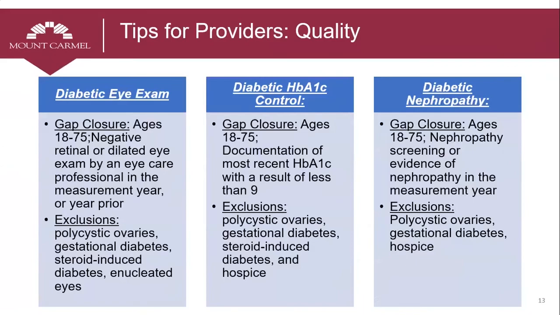There are 3 quality measures that need to be confirmed for diabetic patients either within the measurement year or year prior. Diabetic eye exams should be performed by an eye care professional in the current measurement year or year prior with results documented. Diabetic hemoglobin A1C should be documented each year with a goal of less than 9. Diabetic nephropathy screening should be done once in the measurement year. There are a few exclusions to these 3 tests, which include patients with polycystic ovarian disease, gestational diabetes, steroid-induced diabetes, or hospice.